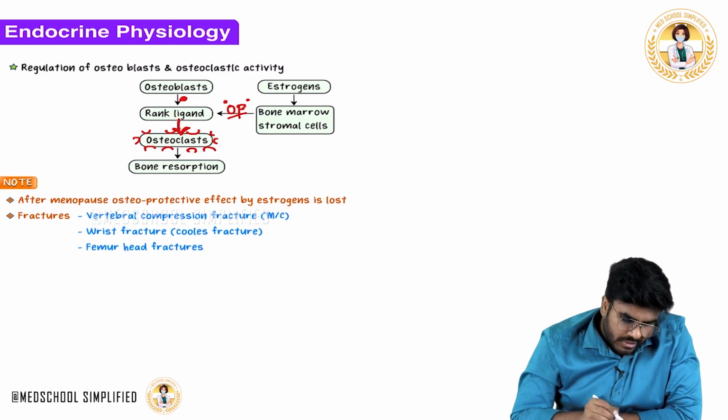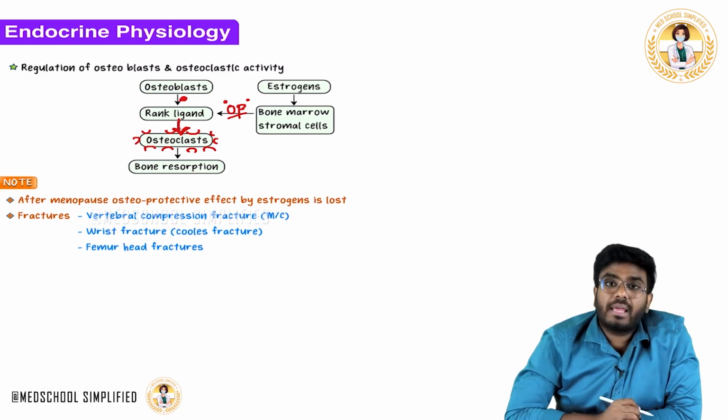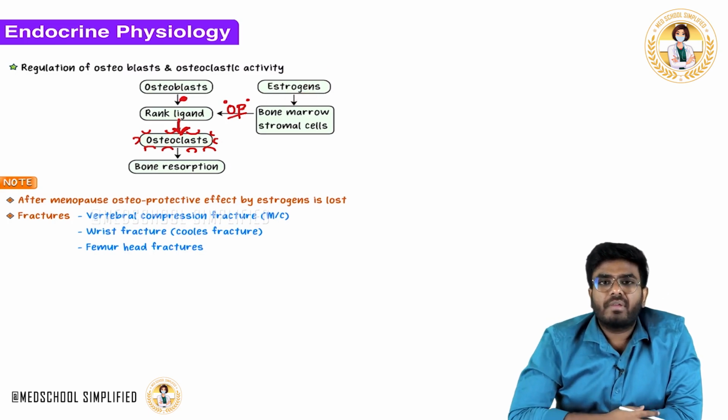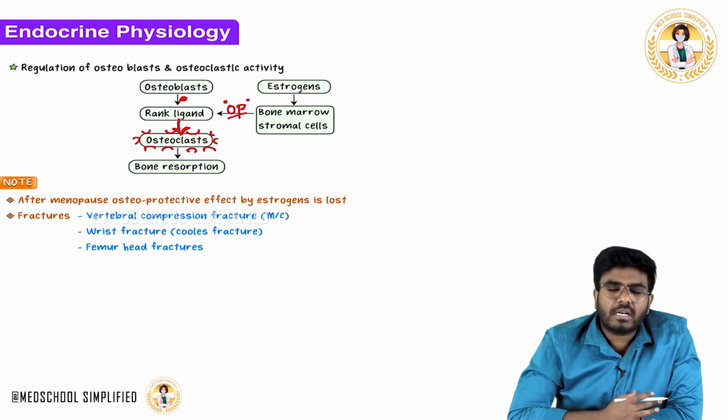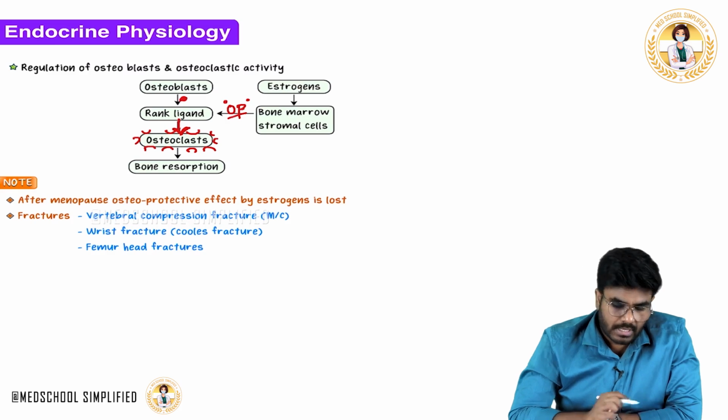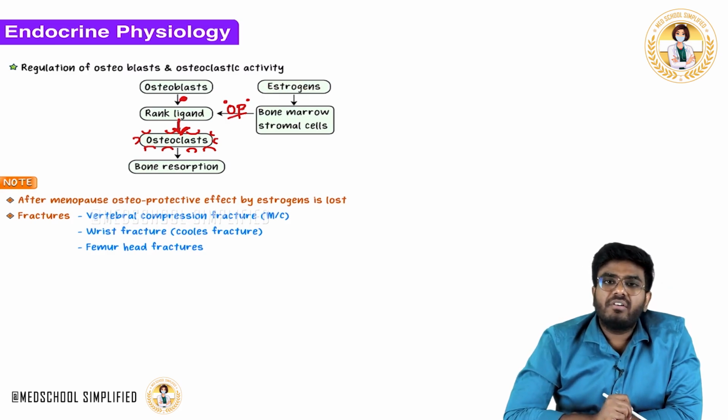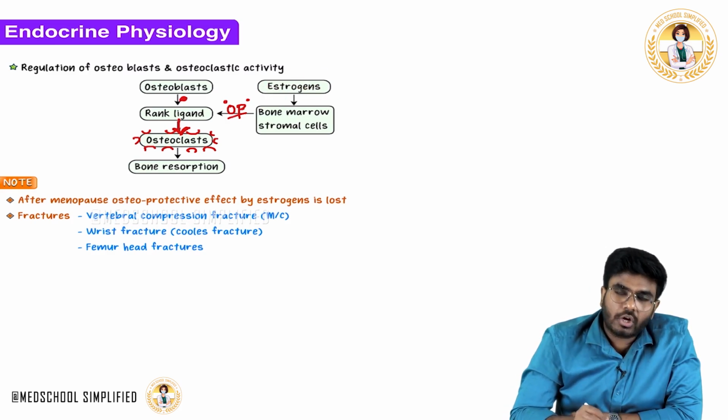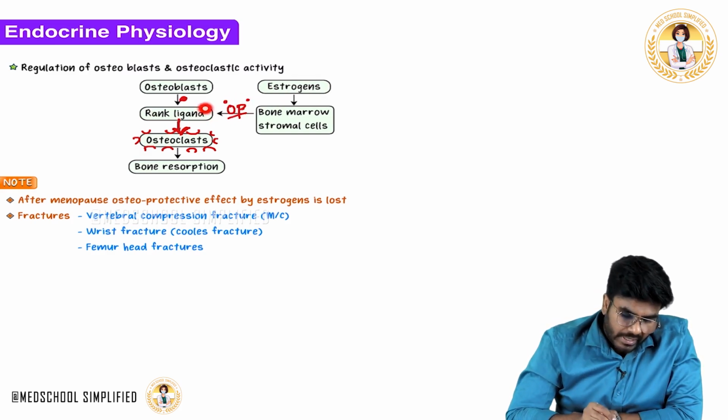But whenever she goes into menopause, see, after menopause, what happens? Estrogens are not there. Why are estrogens not there? Because all the follicles are completed. No ovarian follicles. She is not having follicles, so estrogen is not there. Osteoprotegrin is not there, and whenever osteoprotegrin is not there, this RANK ligand will now go to the osteoclast.